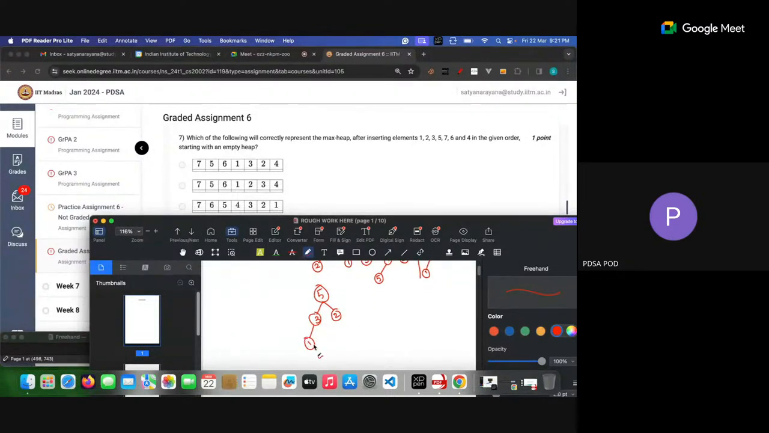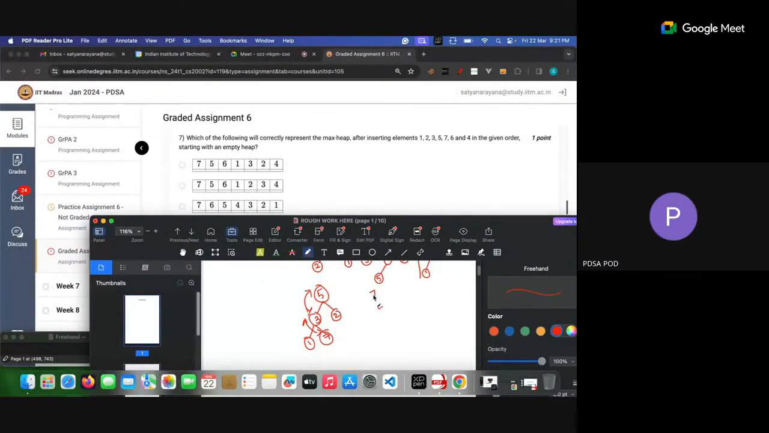Is it right? Fine. Then 7 came. 7 comes, so it's immediately inserted here first. After that, what happened? Again, the swapping is done. Once the swapping is done, 7 and 3 are going to be swapped. Is it right? Yes. Then 7 and 5 are going to be swapped. Similar lines. Okay.